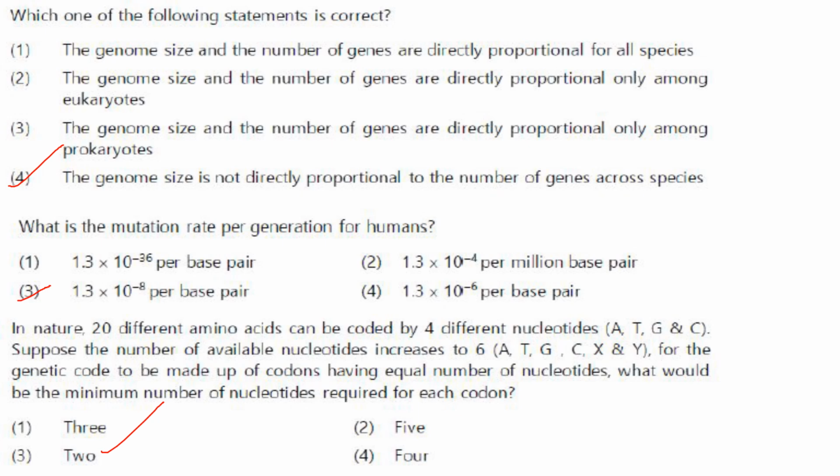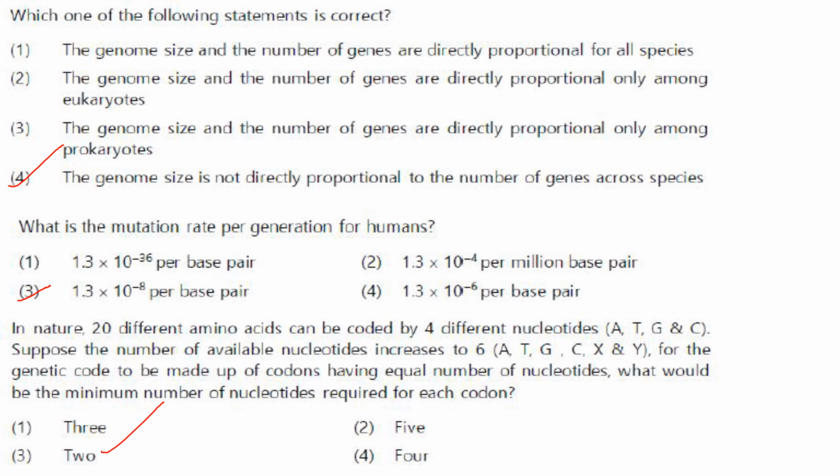In nature, 20 different amino acids are coded by 4 different nucleotides: A, T, G and C. Suppose the number of available nucleotides increases to 6: A, T, G, C, X and Y. For the genetic code to be made up of codons having an equal number of nucleotides, what would be the minimum number of nucleotides required for each codon?